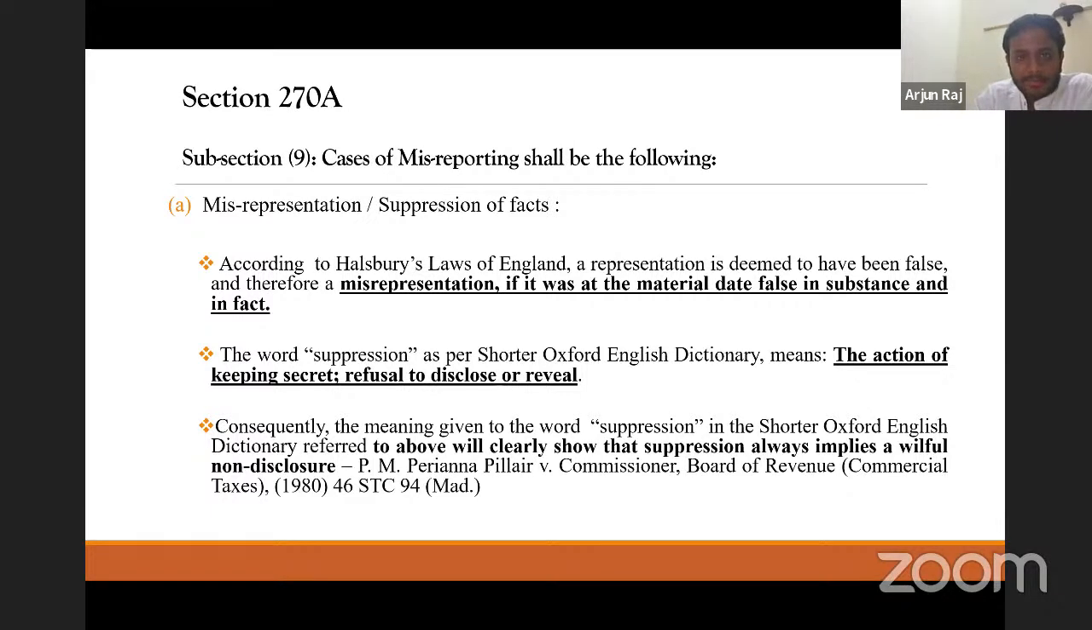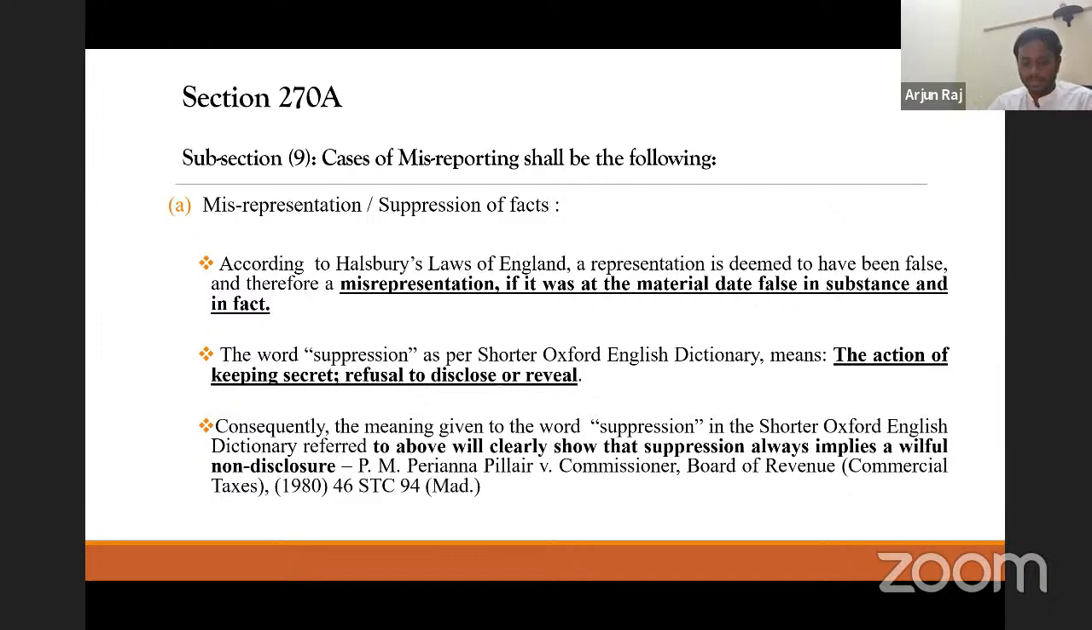Now, subsection 9. Subsection 9 starts with the words: cases of misreporting shall be the following. So, which means these are the identified scenarios of misreporting. It is not an exhaustive list in the general sense; it is a very specified list which has been pointed out in subsection 9.